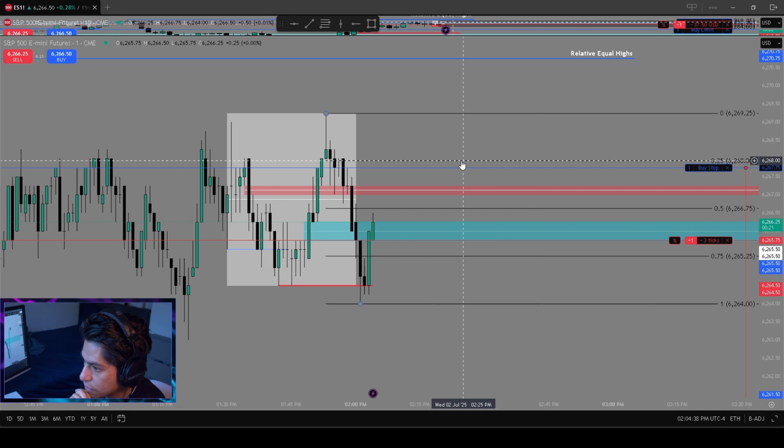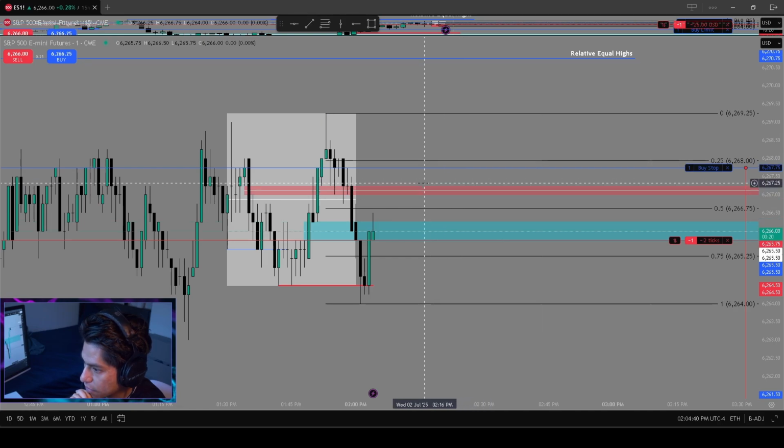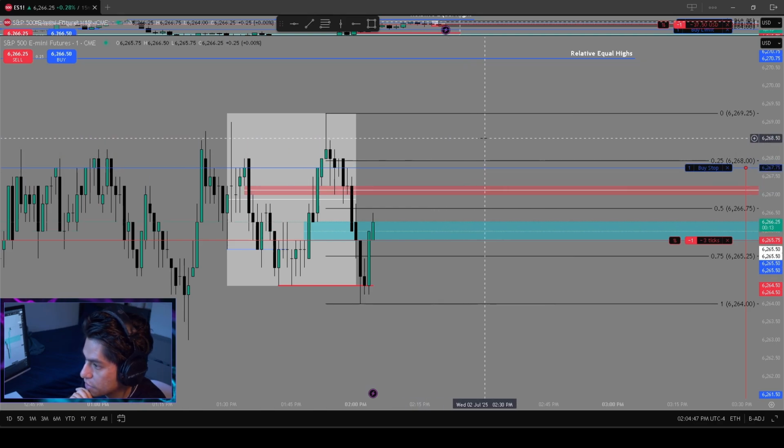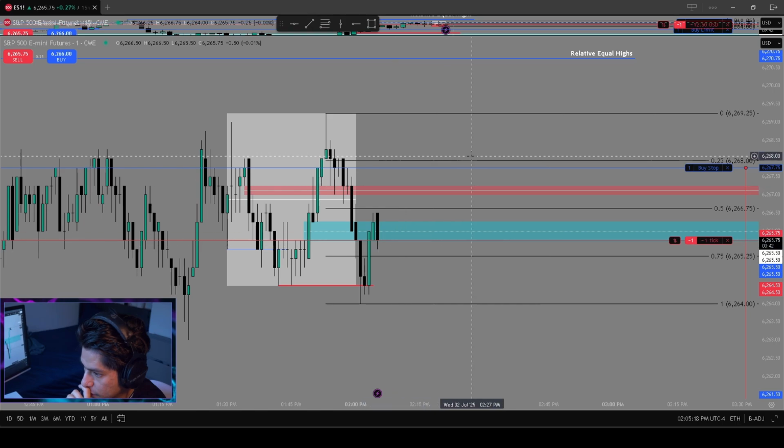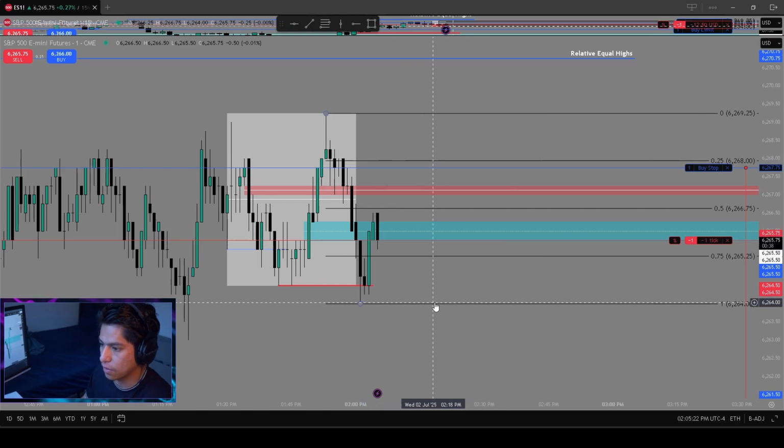So if it does go like around here, that'd be fine. But anything above 75%, it'd be likely that the highs might get taken out. We do have a fair value gap here, so price can dip into that and then go back up higher. But if it does fail, I think we are on the right side of the market for now.